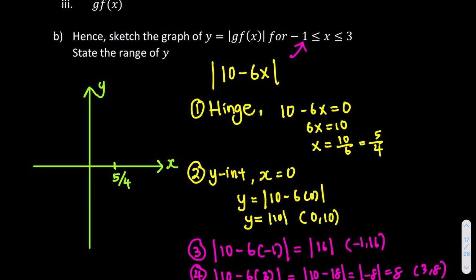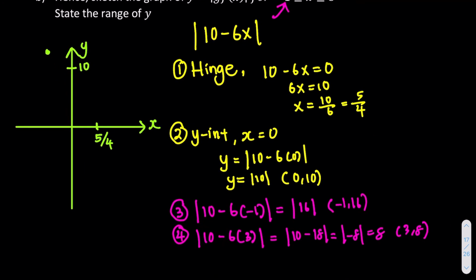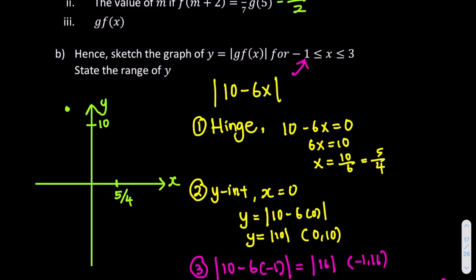And the second thing is the y-intercept. The y-intercept is at (0, 10). So somehow it's here. Let's say it's 10 because it's a sketch, no need to be so accurate. Next, we have -1 is 16. Wow, it's a little bit higher now. So let's say -1 is 16 here. And when we have 3, it's 8. So 3 is somehow here. It's just 8.